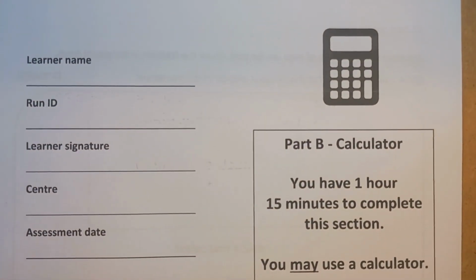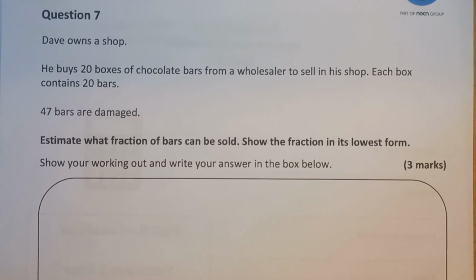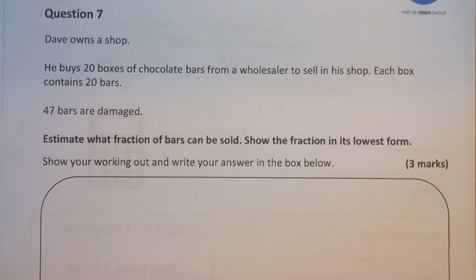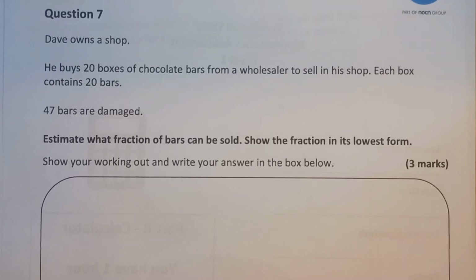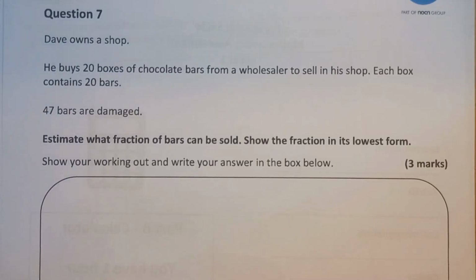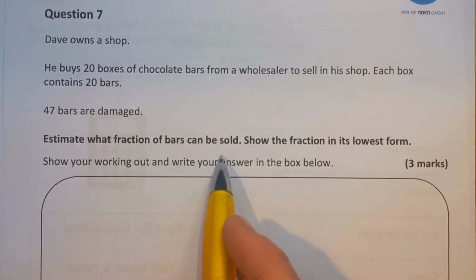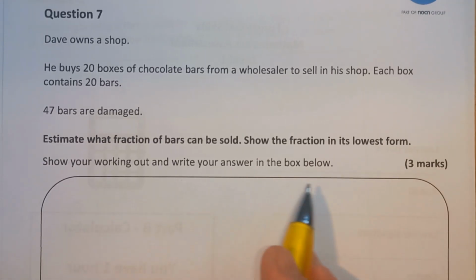Okay, so now we're going to look at the calculator section. Okay, so they don't start the question numbers again, they continue them going. So it's question 7 of the overall paper. Dave owns a shop. He buys 20 boxes of chocolate bars from a wholesaler to sell in his shop. Each box contains 20 bars. 47 bars are damaged. Estimate what fraction of bars can be sold. Show the fraction in its lowest form. Show your working out and write your answer in the box below.